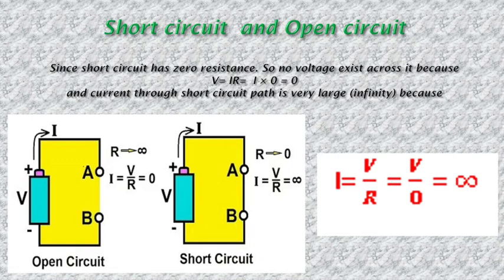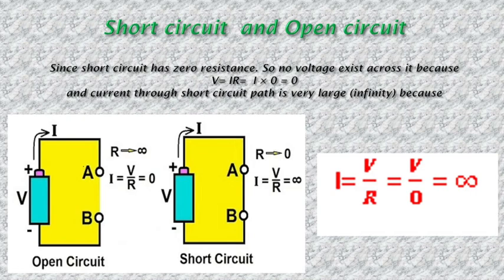So no voltage exists across it because V equal to IR and R equal to 0, then we get V equal to 0. And the current through the short circuit path is very large, infinity, because I equal to V by R, then R equal to 0, then we get infinity.